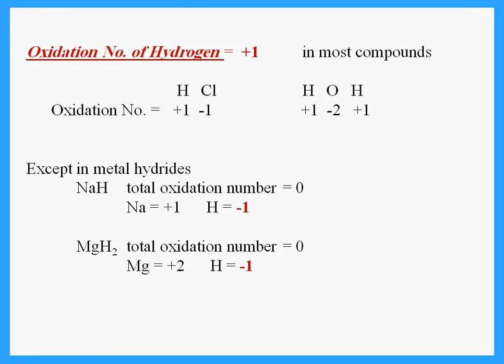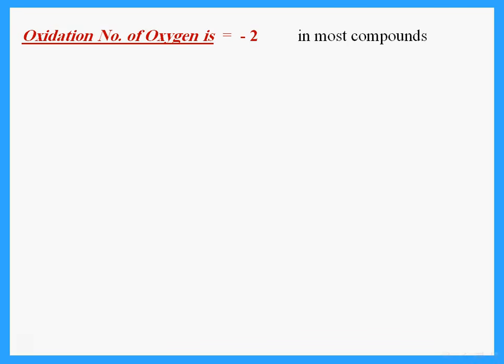Paying attention, whatever oxidation number we write is for one of them. So I don't say that H2 is -2. No, I'm talking about the oxidation number of each of the hydrogens.